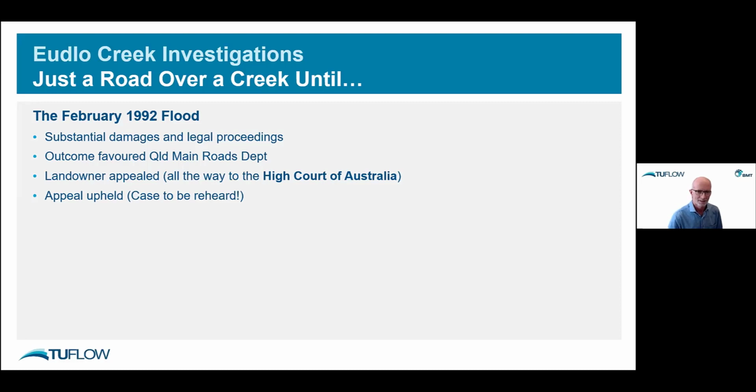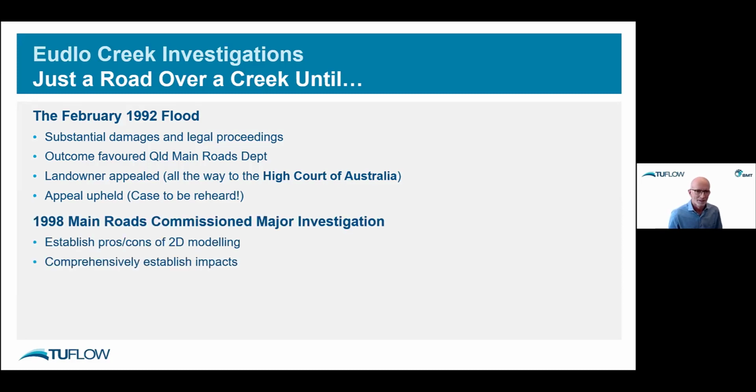And they decided that, yes, there is a case. They upheld the appeal, and they asked for the case to be reheard. In 1998, Main Roads expected that appeal to be upheld, and so they commissioned pretty full-on investigations to establish the pros and cons of this emerging 2D modelling for flood modelling. They also wanted to get a much clearer picture of the impacts of this road crossing. And that study then fed into the rehearing of the case in 2002.